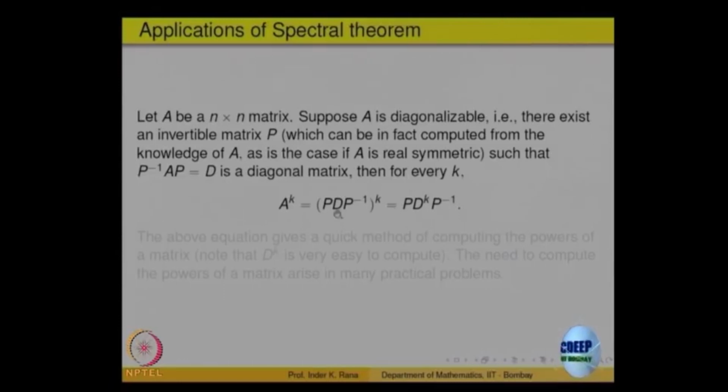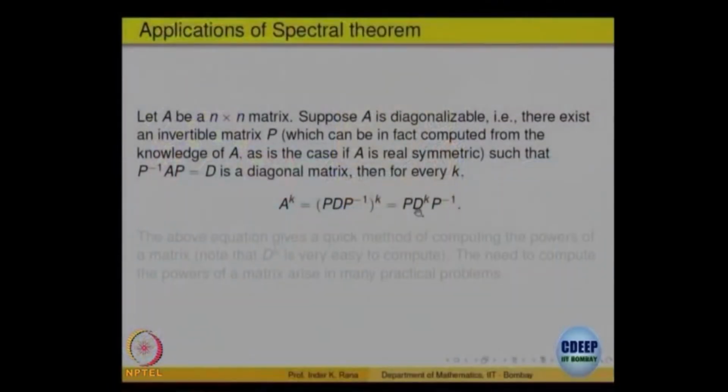Once you have found that, powers are very easy to compute. You have to just find D to the power K, and for a diagonal matrix, what is the kth power? For a diagonal matrix, it is just the diagonal entries raised to the appropriate power, right. Is it clear? D square is nothing but the diagonal entries raised to power 2, D^K is the diagonal entries raised to power K. So, for a diagonal matrix, it is very easy to compute D to the power K. So, this becomes a very useful tool.